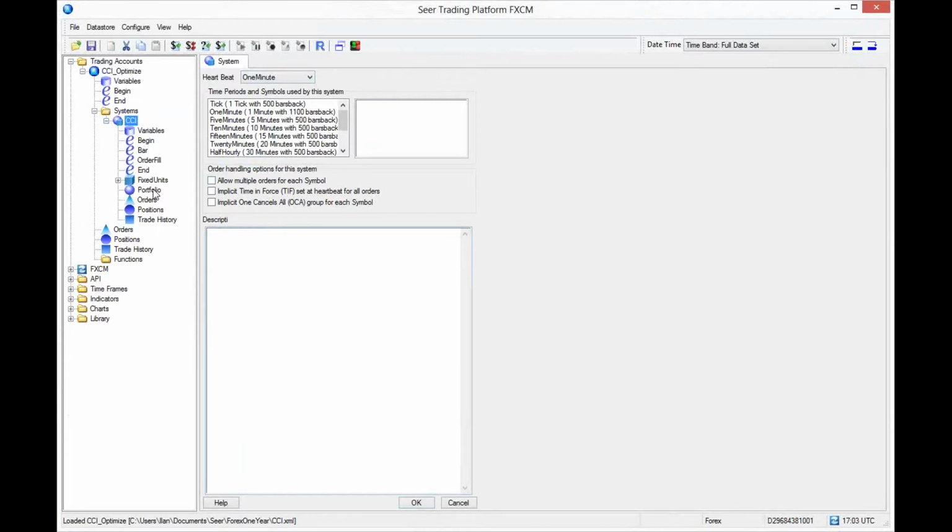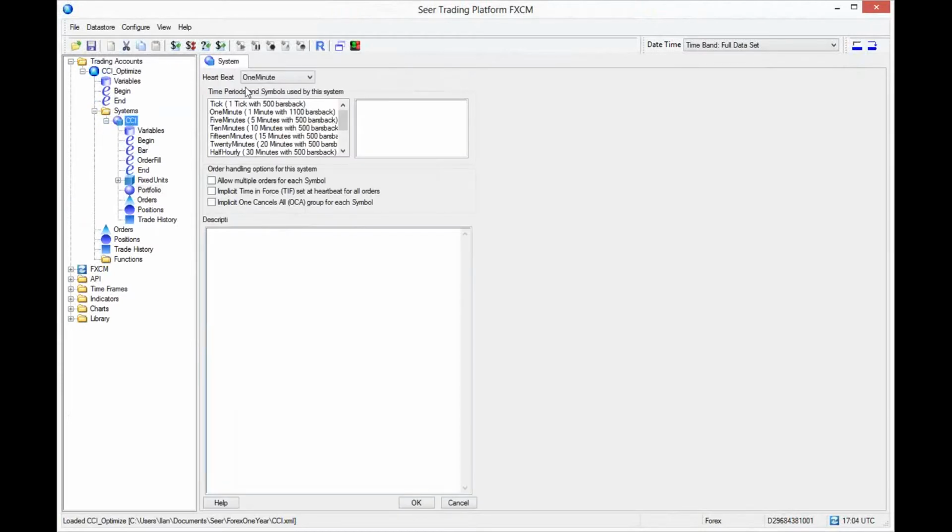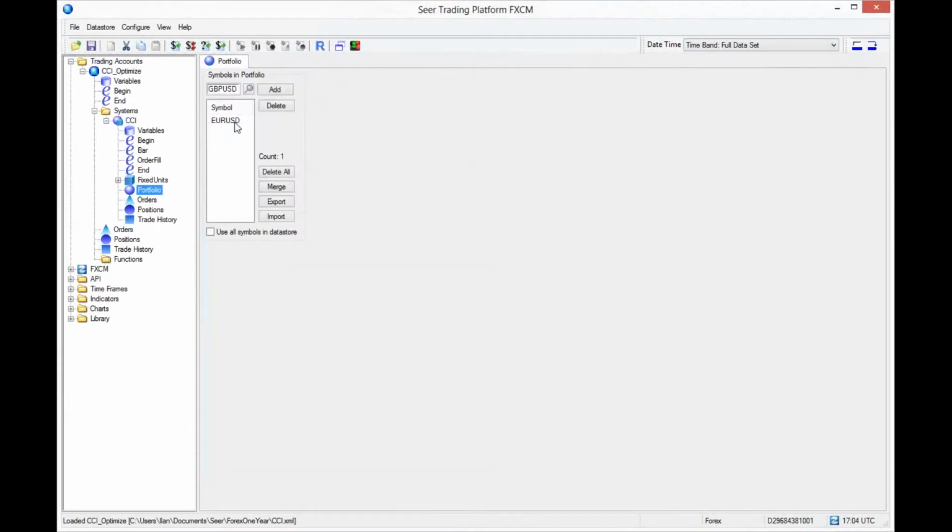The next thing to check is your portfolio. So currently, I have one instrument in my portfolio that I'm going to be testing, and that's Euro USD. And just in a moment, after we do this backtest for Euro USD, we'll add some additional instruments in there as well and see how Seer deals with multiple instruments. So those are two things, right? The first thing is, again, the heartbeat on which you want to backtest. The second thing is to make sure we have at least one instrument in the portfolio.